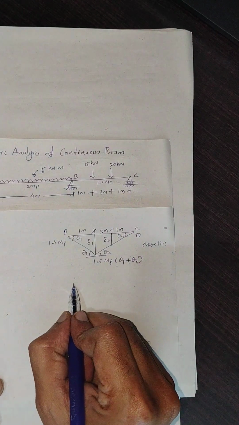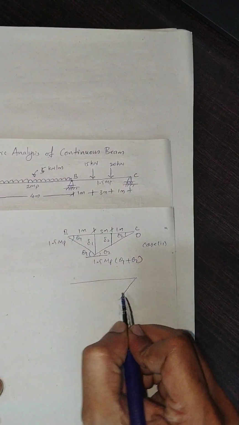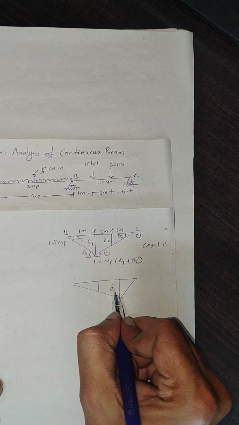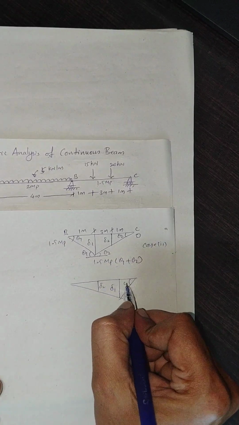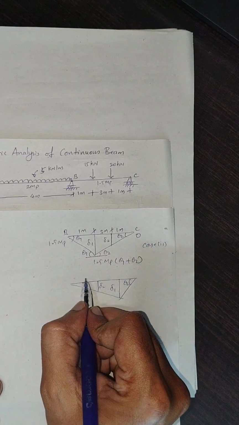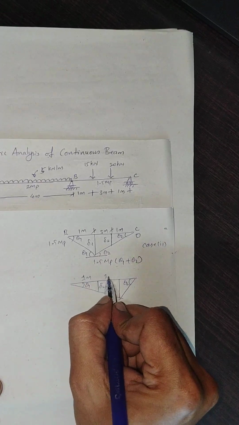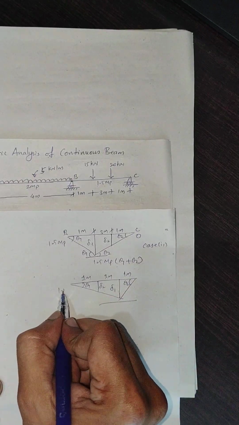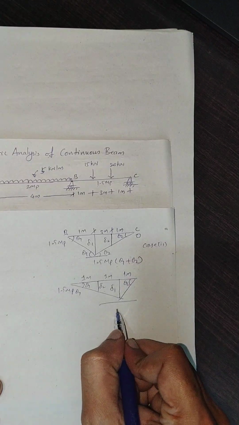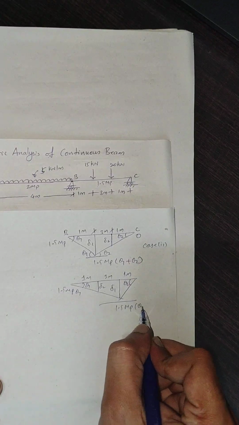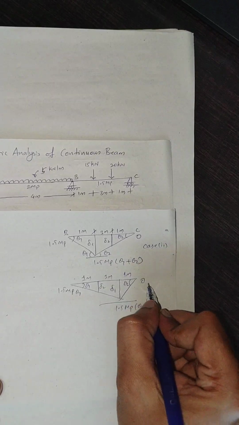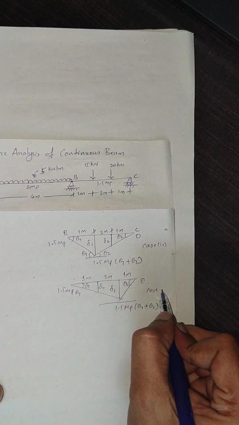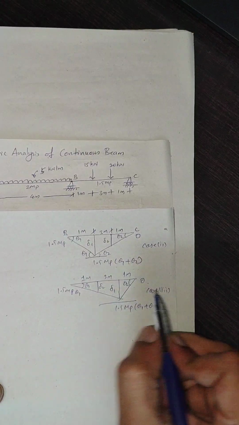So now if I draw this similarly for case 3, so it will be delta 1 and this is delta 2 and this is theta 2 and this is theta 1, and this is 3 meter, 1 meter, and here we can get 1.5 MP theta 1, 1.5 MP theta 1 plus theta 2. Here it is 0. Again it is simply supported beam. This is for case 3 or mechanism 3.